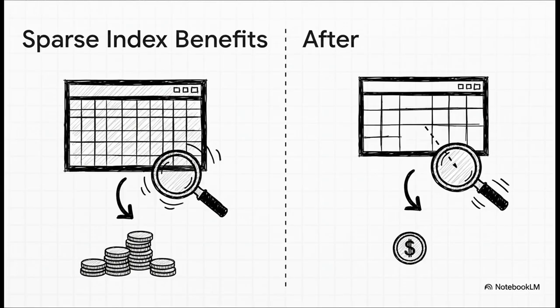Because the index itself is tiny, you save on both storage and the cost of writes. It is the perfect solution for that classic needle-in-a-haystack problem, letting you find items with a specific rare status without having to sift through millions and millions of other records.